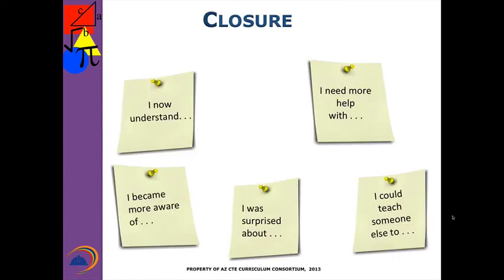Nice job. Now, for closure, pick any 2 of these prompts, fill them out on your note taker, and teacher, pause the video, have students compare with their partner, and then call on non-volunteers.